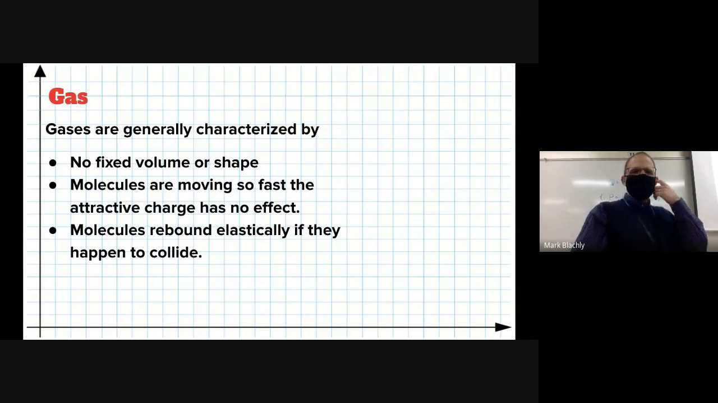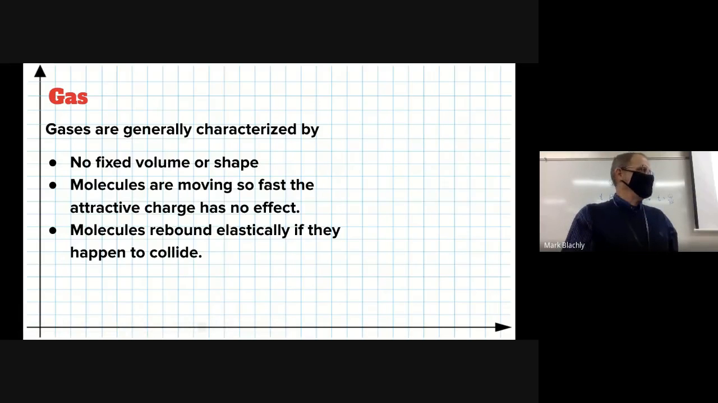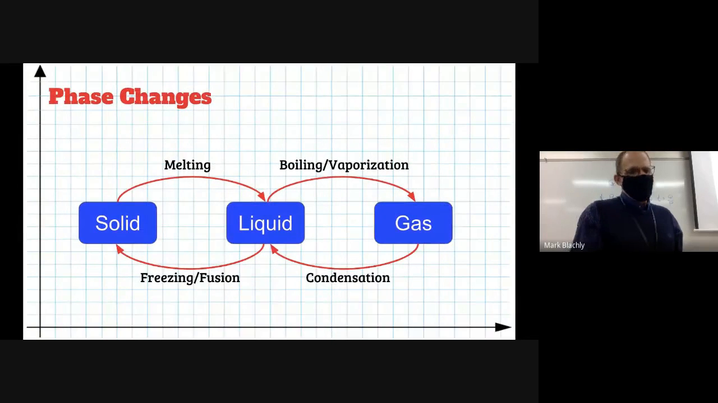Gases. So gases generally don't have any fixed shape or size. The molecules are moving so fast, they don't connect to their neighbors. They just bounce around, okay? If they do collide with their neighbor, they collide elastically, which you might remember from our last unit, means they bounce off of each other, right? And they don't lose any energy.